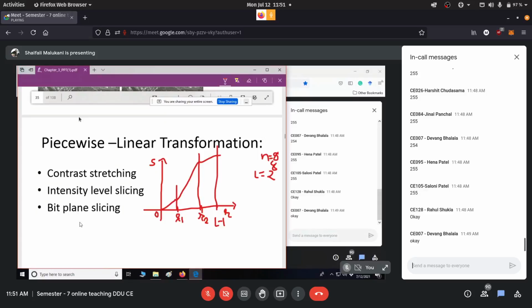Now, in the piecewise linear transformation, you can implement three different operations. You can perform these three different operations using this piecewise linear transformation. One of them is contrast stretching.